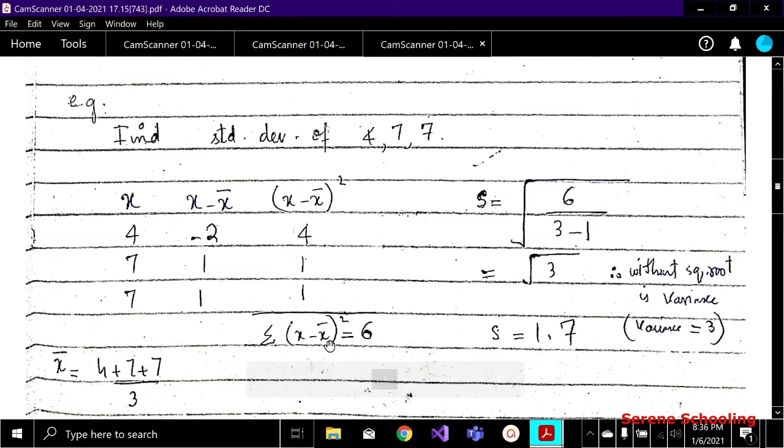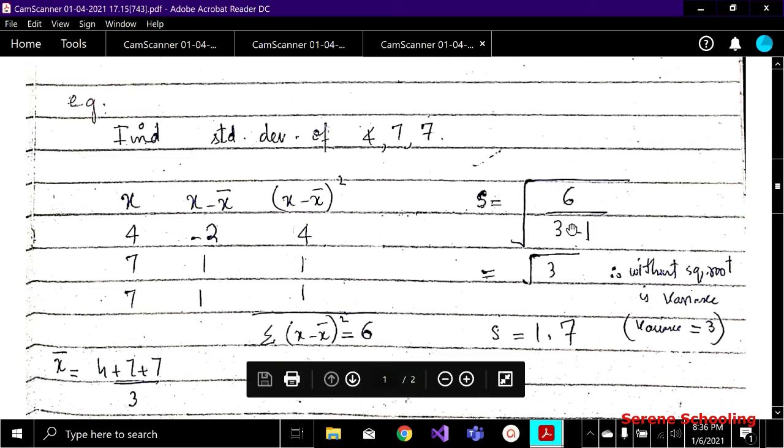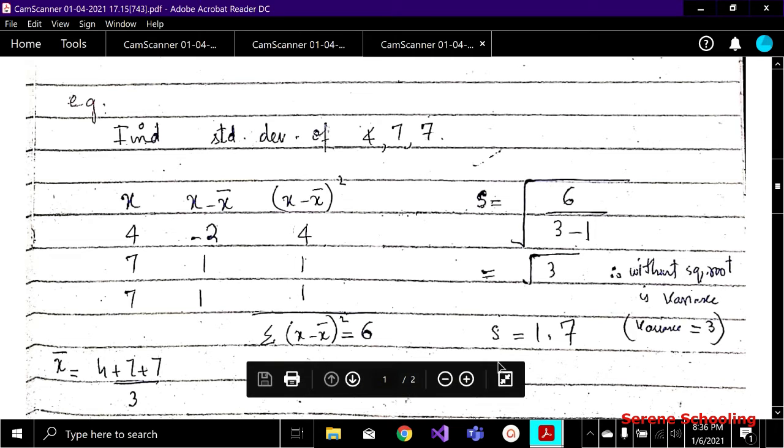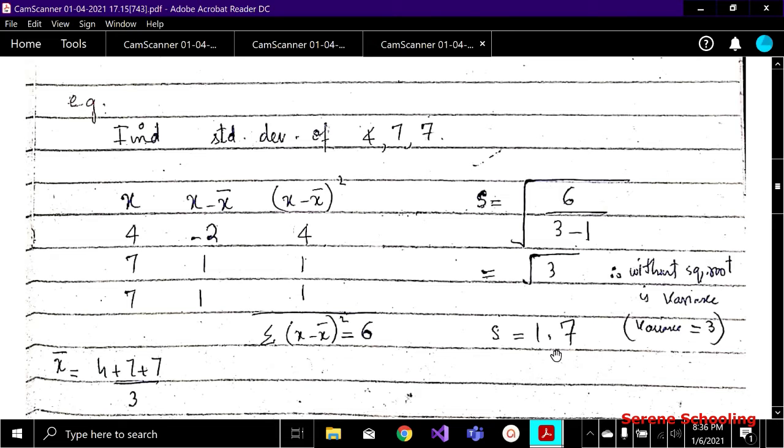This sigma x minus x bar whole square is 6, n minus 1. N is how many values? 3 values. 3 minus 1 is 2. 6 by 2 gives us 3. Solving it we get s equals 1.7. This s is the standard deviation. So these data values are 1.7 standard deviations away from the mean. Our mean is 6, so these values are 1.7 numbers away from the mean 6. Okay, this is how we find the standard deviation. Sample standard deviation, not population.